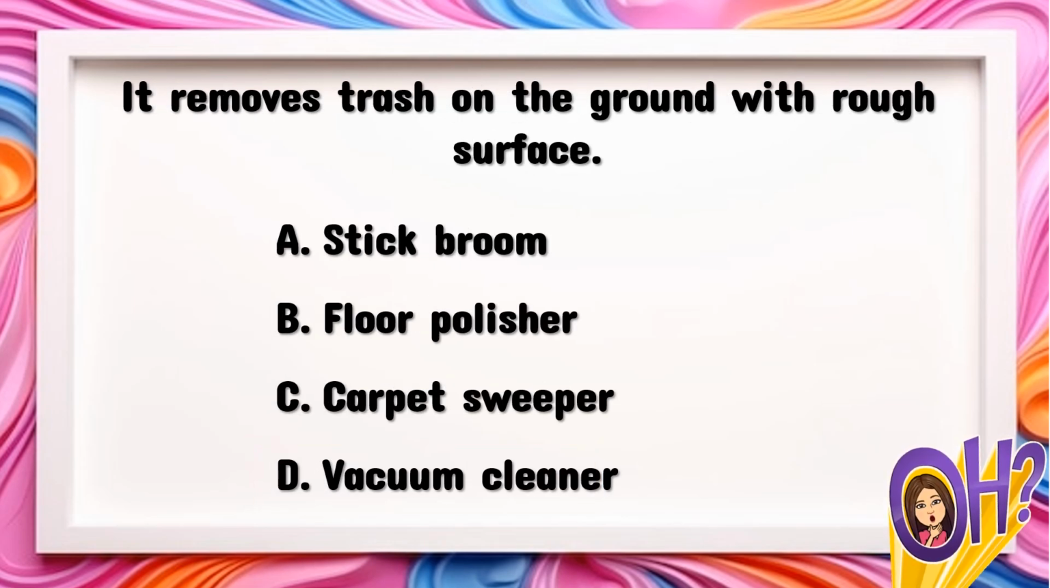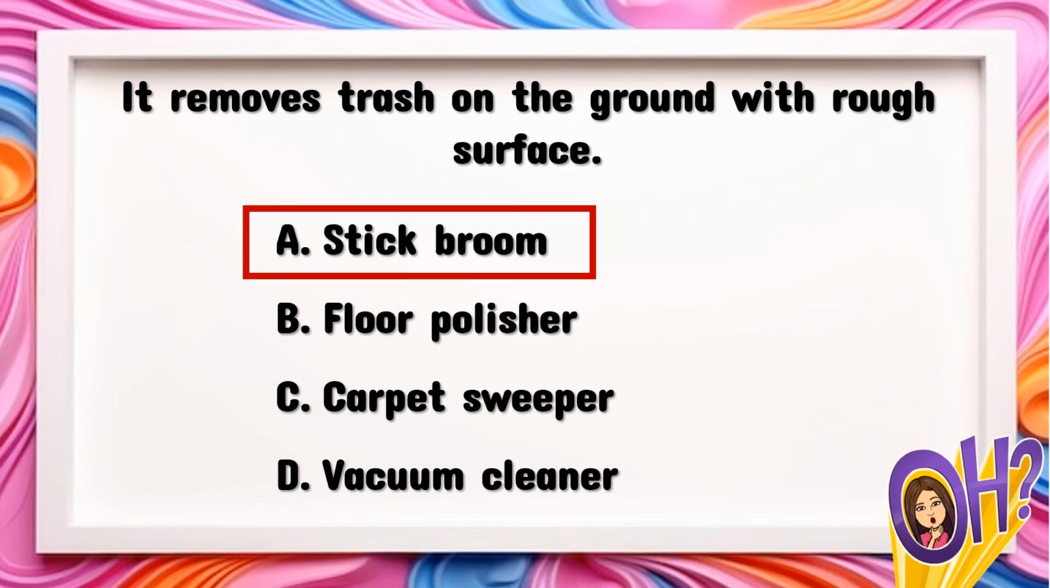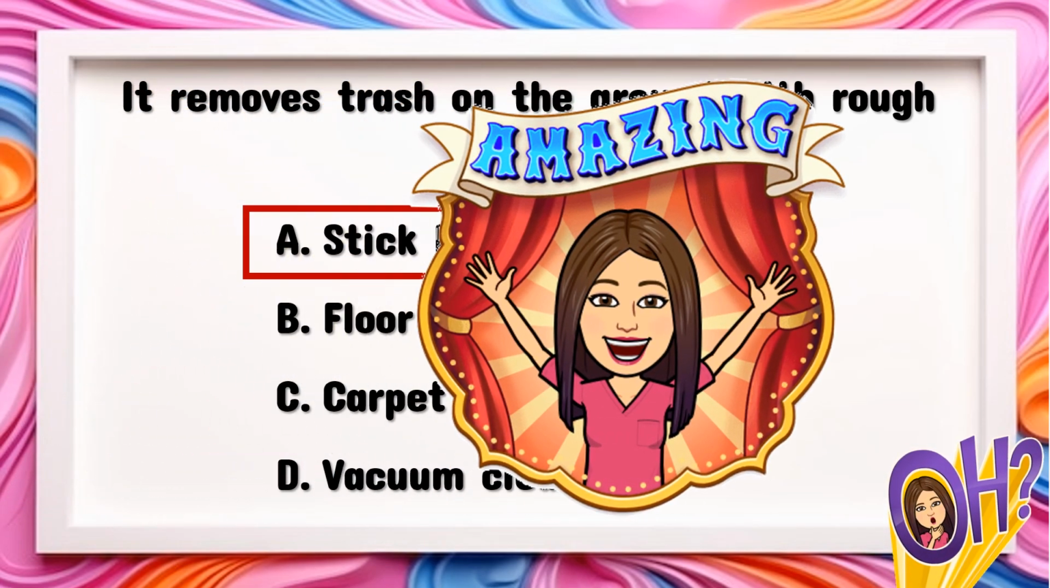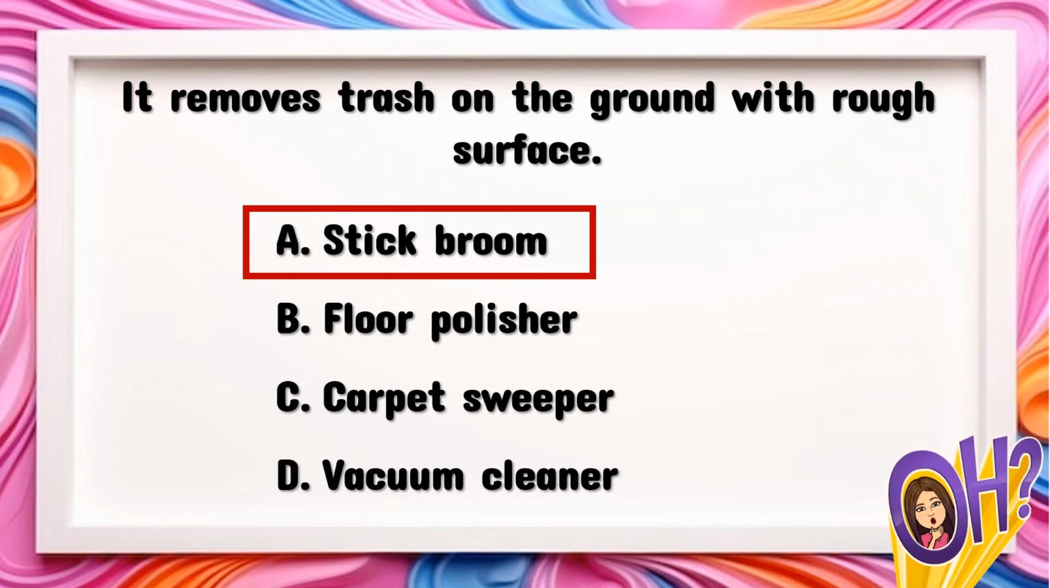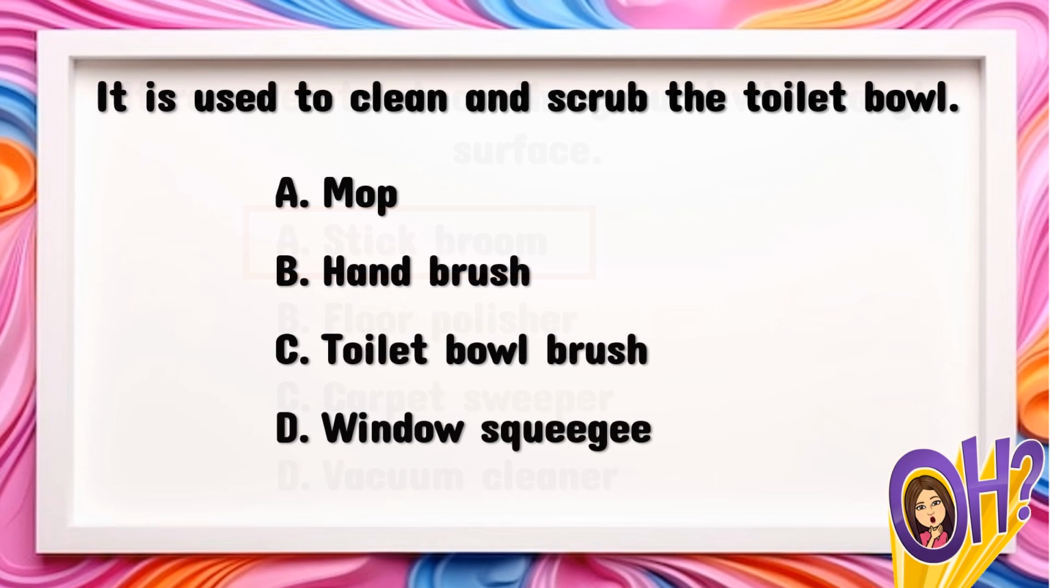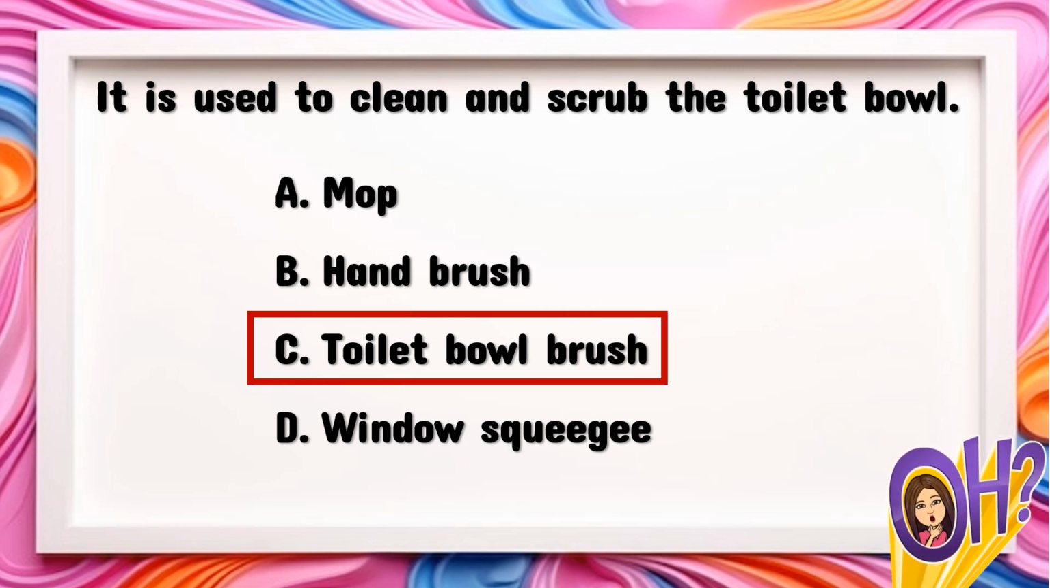It removes trash on the ground with rough surface. A. Stick broom. B. Floor polisher. C. Carpet sweeper. D. Vacuum cleaner. It's letter A. Stick broom. It is used to clean and scrub the toilet bowl. A. Mop. B. Hand brush. C. Toilet bowl brush. D. Window squeegee. And it's letter C. Toilet bowl brush.